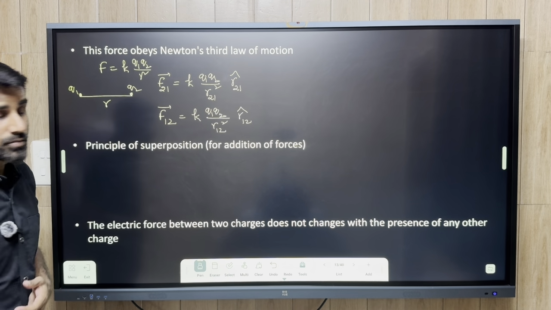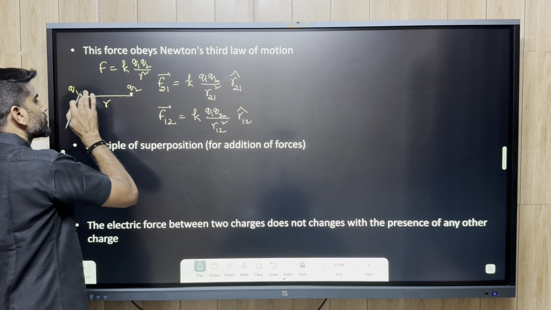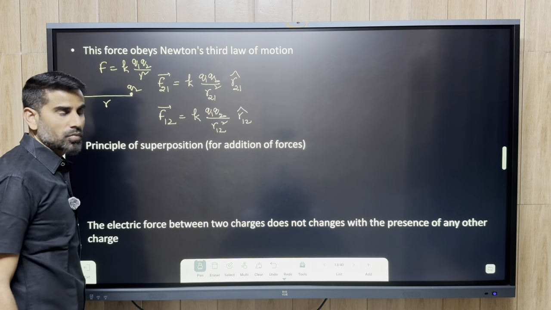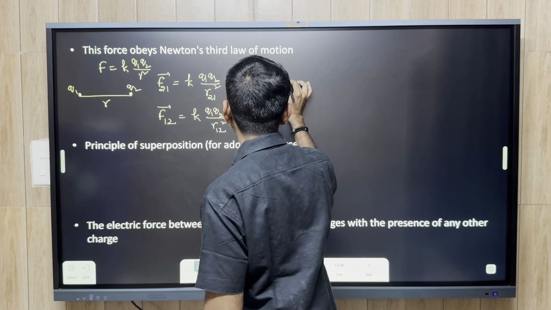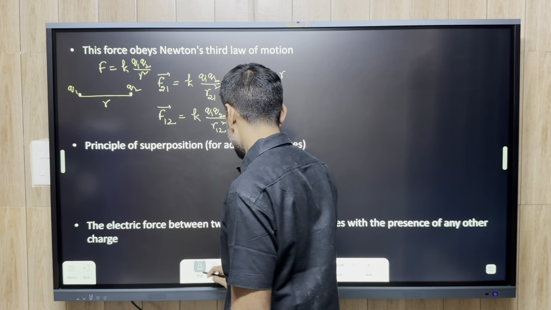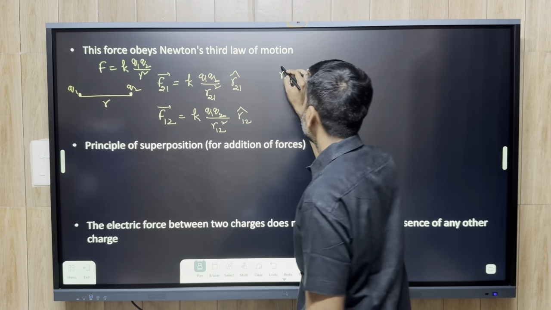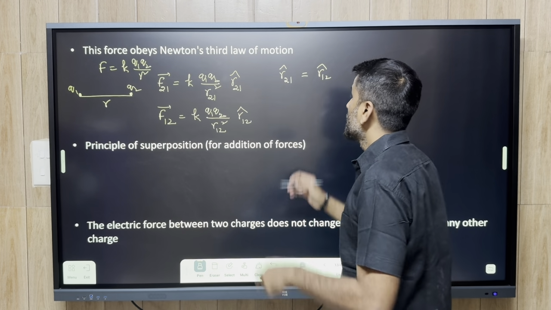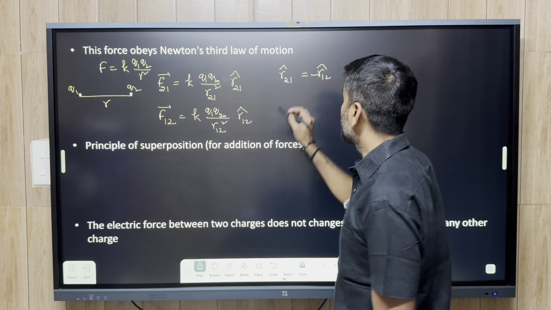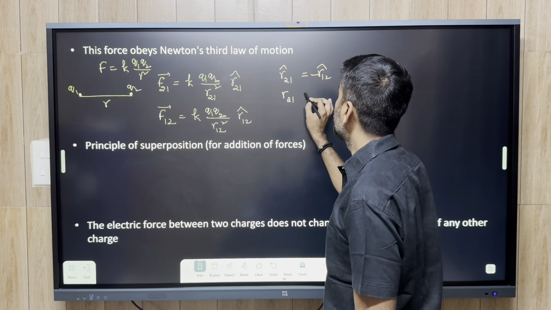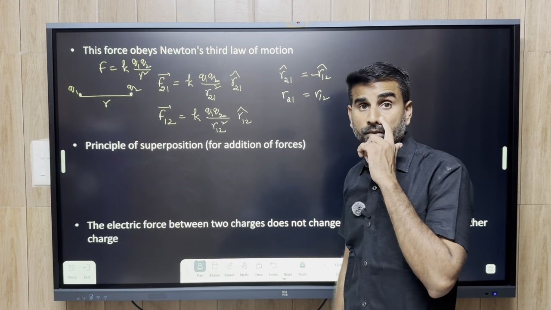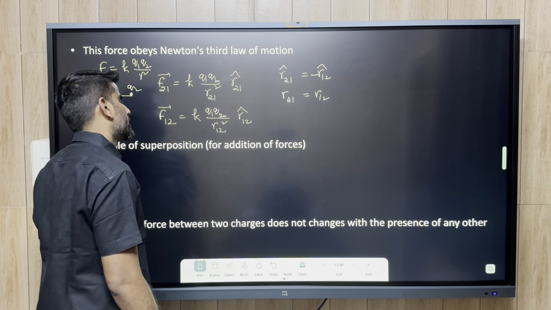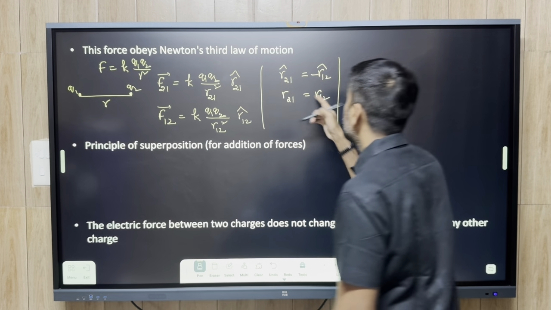Now from the vector representation, R21 is towards the right and R12 is to the left, however the separations are the same. I'm rewriting: R21 unit vector is equal to minus R12 unit vector. The magnitudes are the same, but they point in opposite directions. If I use these two relations, what am I getting?